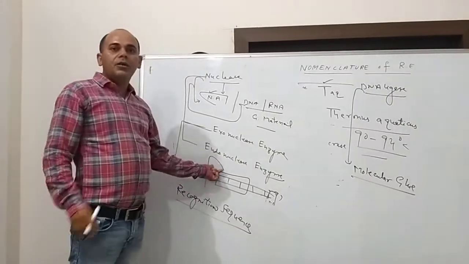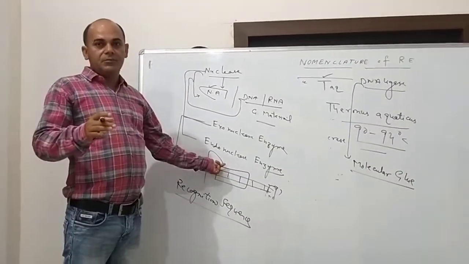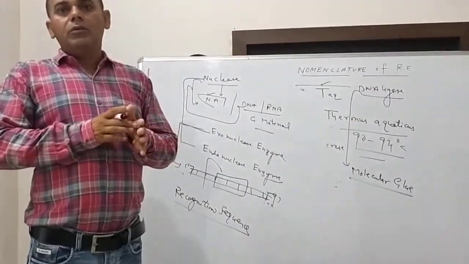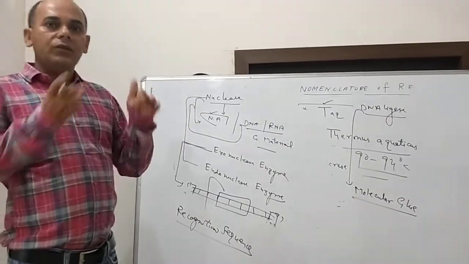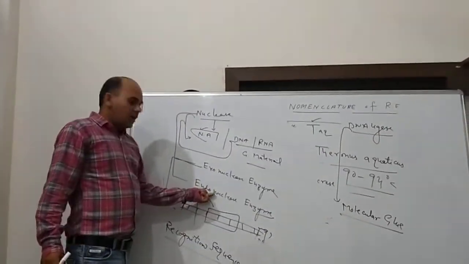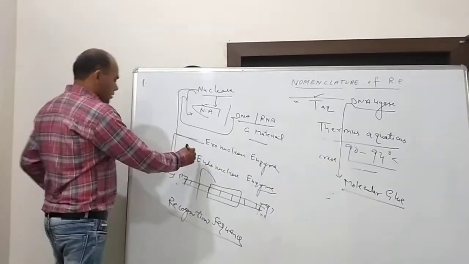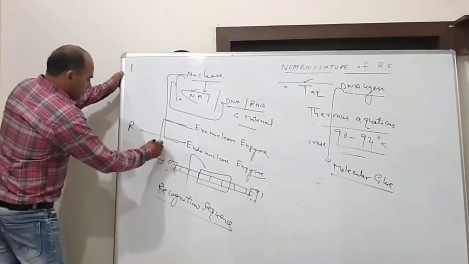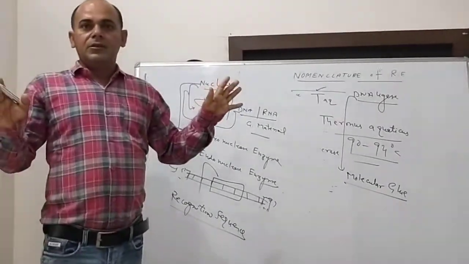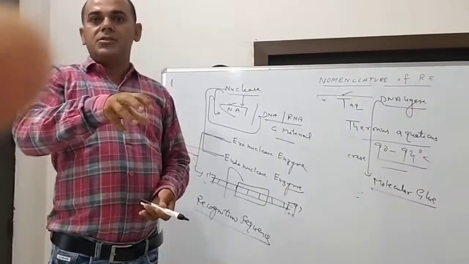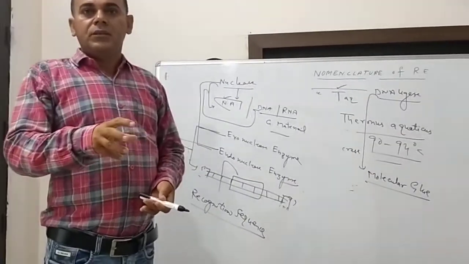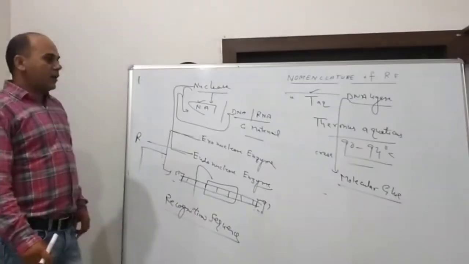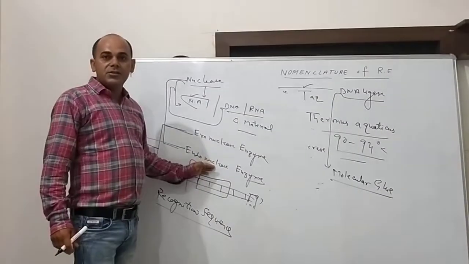This is specific for every restriction endonuclease enzyme. It means it is particular for each one, not the same for all. That's why these are called restriction endonuclease enzymes. The R word means restriction. They can't make a cut anywhere. They make the cut at a specific position. They choose the specific sequence, called the recognition sequence. That's why these enzymes are called restriction endonuclease enzymes.